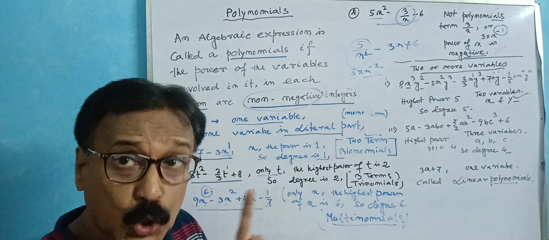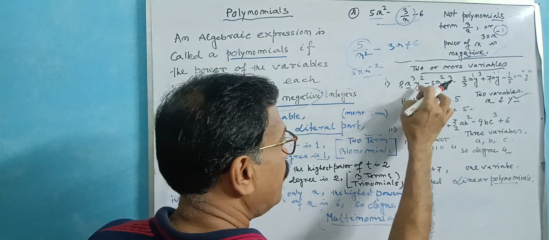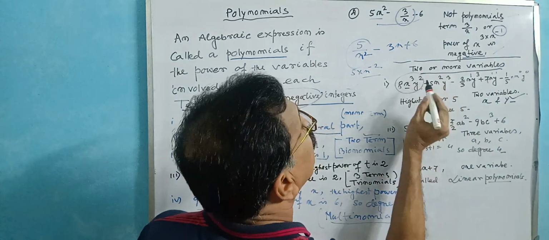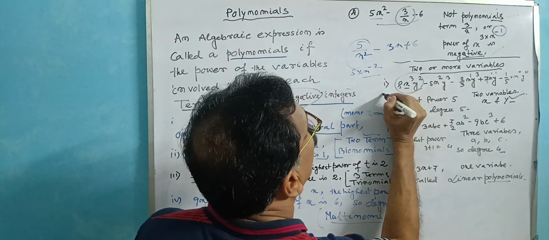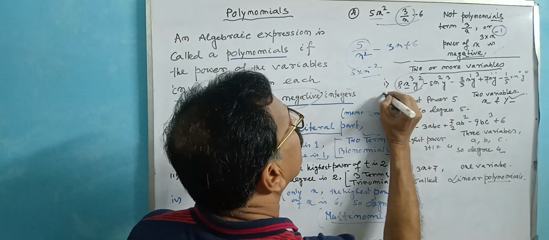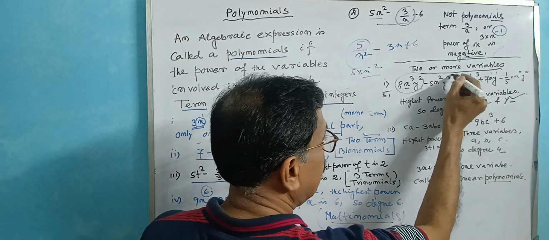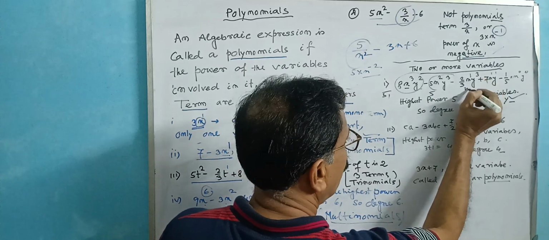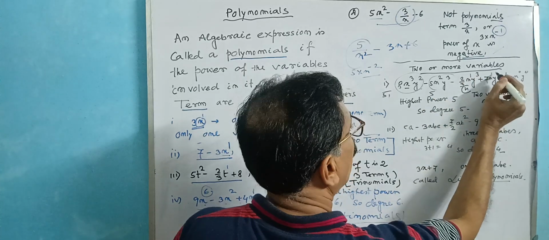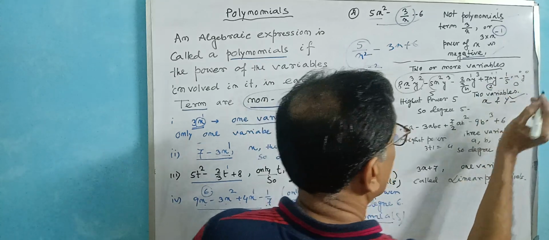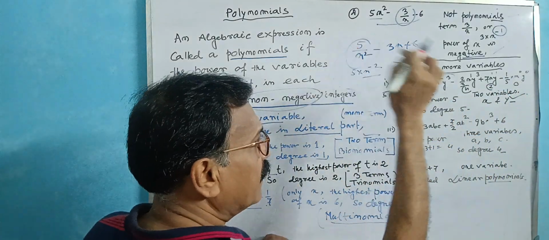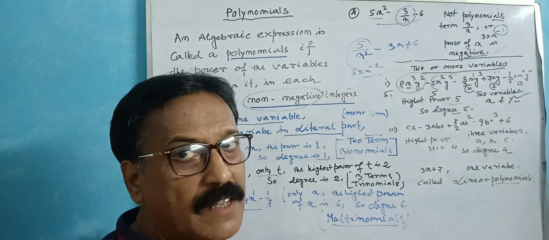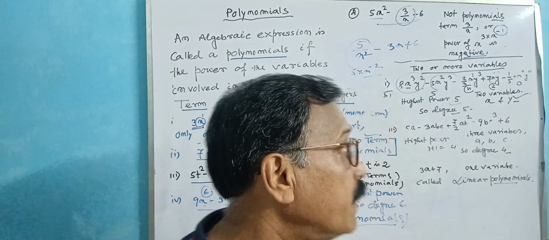Now, two variables, why? Because x is there, y is there. Now for each and every term you calculate the total power. 3 plus 2, 5. Separately, here it is 3 plus 2, 5. Here it is 3 plus 1, 4. Here it is 1 plus 1, 2. Here it is 0. So what is the highest power? 5, here or here. So the highest power is 5, so the degree is 5. Is it clear? The degree is 5.